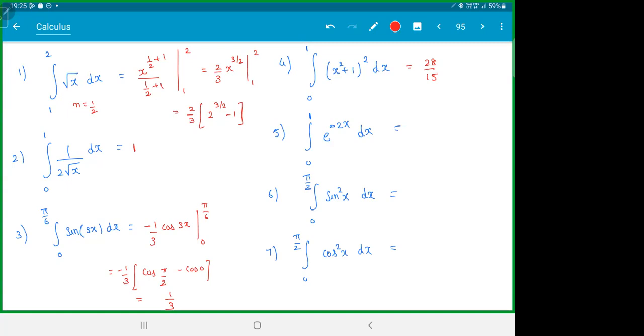Look at the fifth one. This is e power ax, na? So minus 1 by 2 e power minus 2x. Limits will go from 0 to 1. Be careful, e power 0 is not 0. E power minus 2 minus e power 0. If you just set that minus inside, you end up with half into 1 minus 1 by e square.